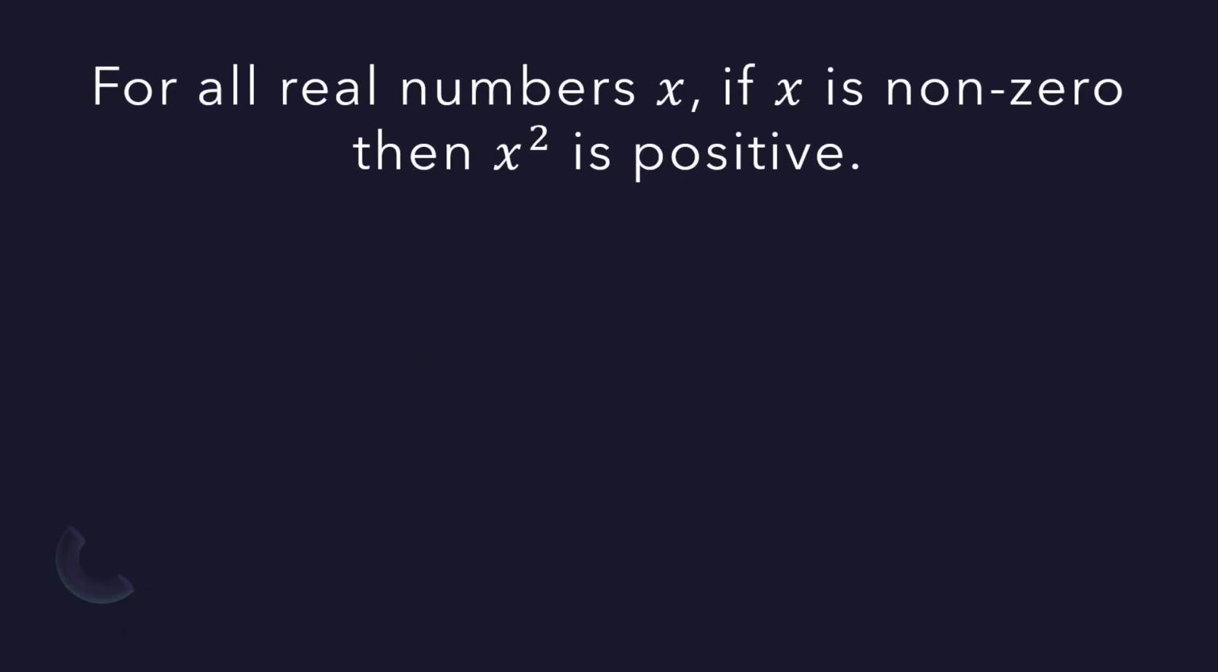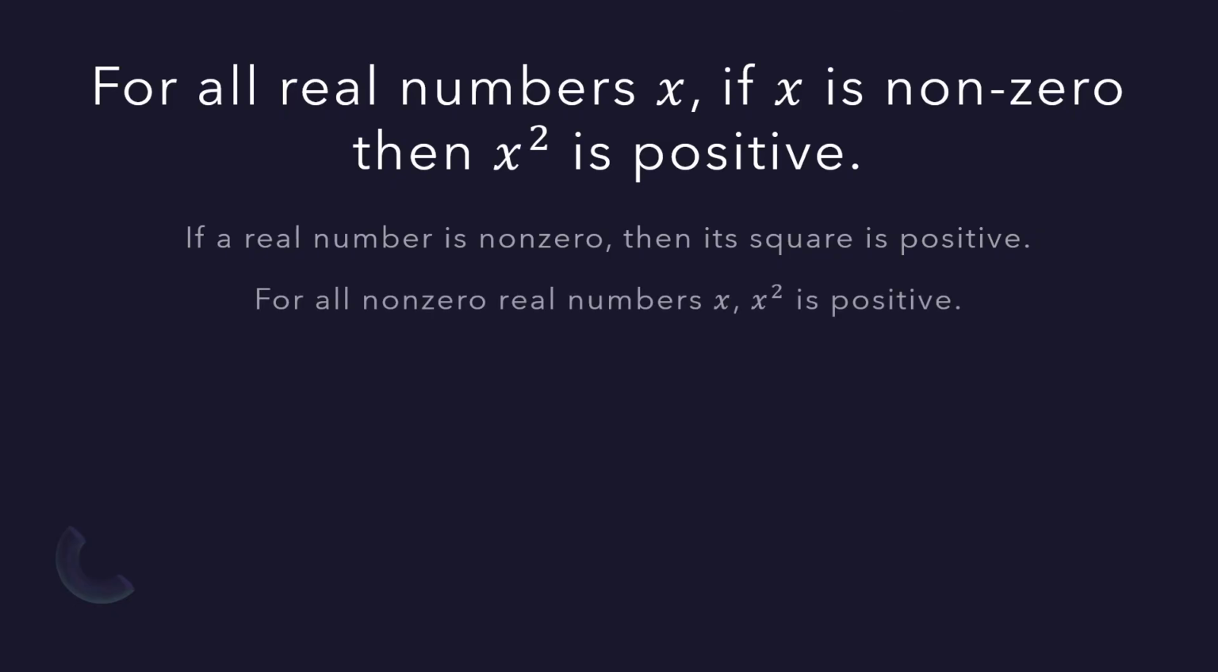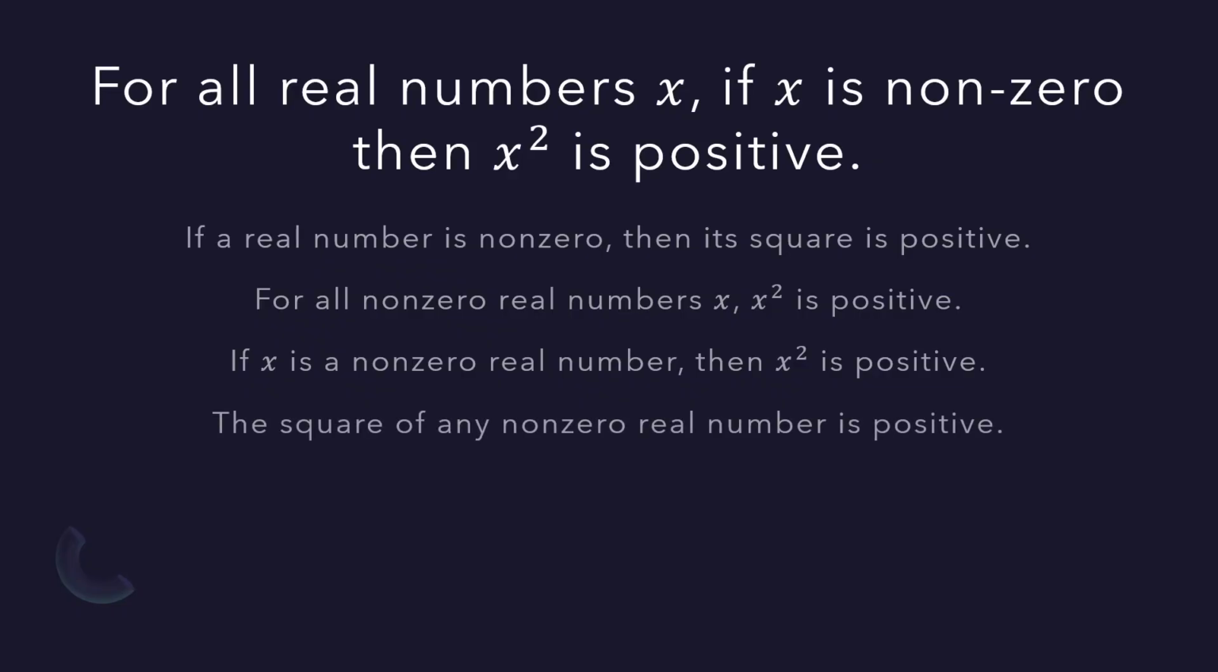Another one: for all real numbers x, if x is non-zero, then x squared is positive. When we rewrite this: if a real number is non-zero, then its square is positive. We have if-then, so this is the conditional part. For all non-zero real numbers, x squared is positive. This is universal. If x is a non-zero real number, then x squared is positive. This is the conditional. Then, the square of any non-zero real number is positive.